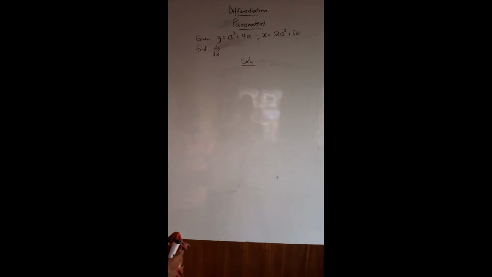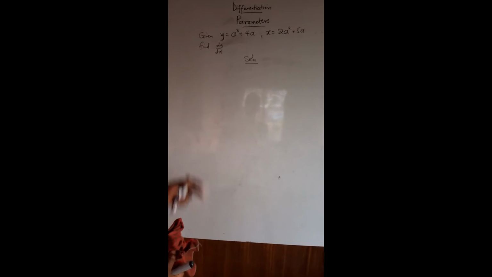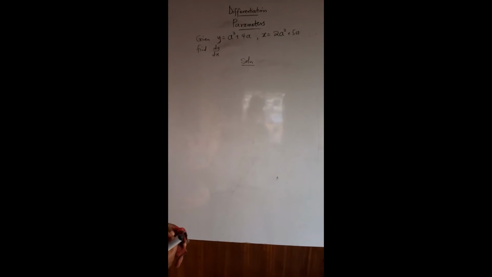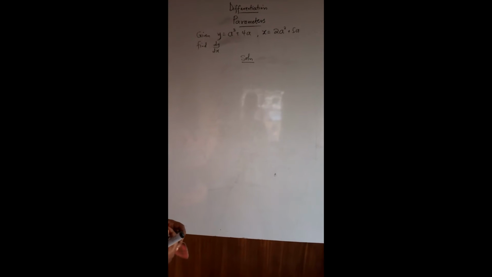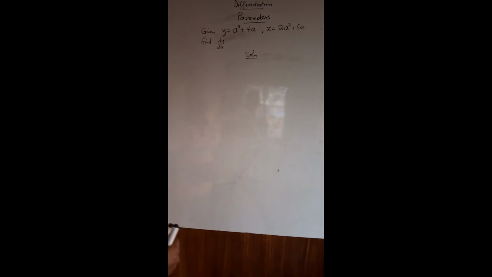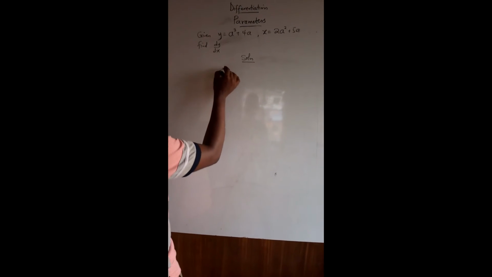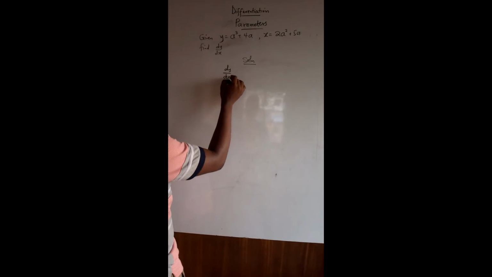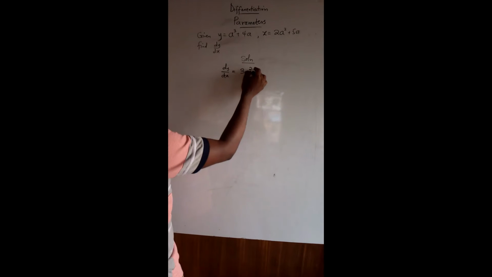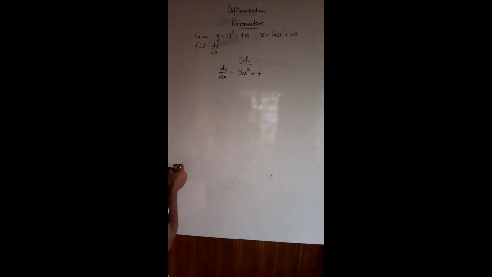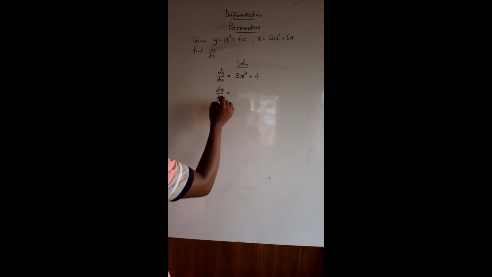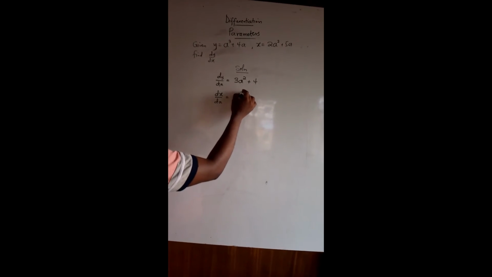Okay, so if we have a question such as this one, still on the parameters, given y equals a cubed plus 4a and x equals 2a squared plus 5a, and we are asked to find dy dx. The first thing to do is to find dy dA. Dy dA will give us 3a squared plus 4, and then dx dA will give us 4a plus 5.